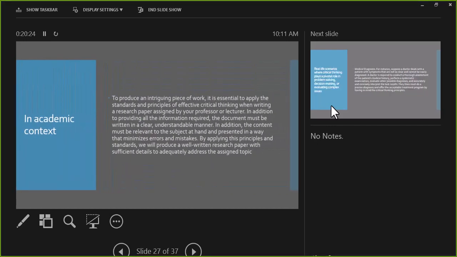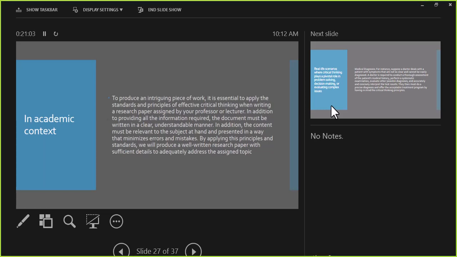So when we come to our academic context, let's say in this assignment, we're given a paper to do. In order to provide an intriguing piece of work, it is essential to apply the standards and principles of effective critical thinking when writing a research paper assigned by your professor or lecturer. In addition to providing all the information required, precision, the document must be written in a clear, understandable manner, clarity. In addition, the content must be relevant to the subject at hand and presented in a way that minimizes errors and mistakes, accuracy and relevance.